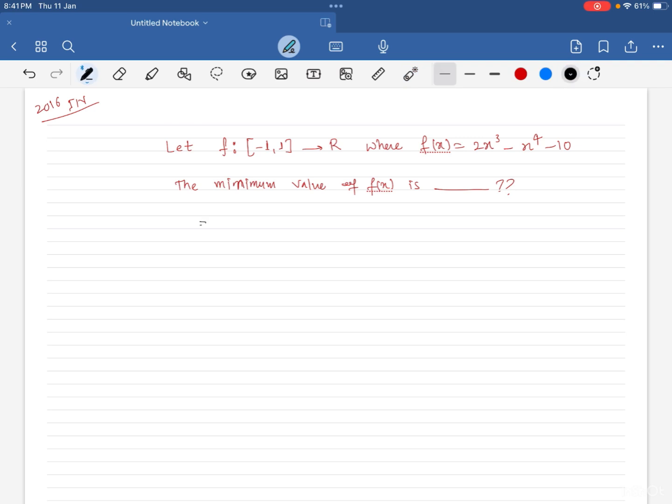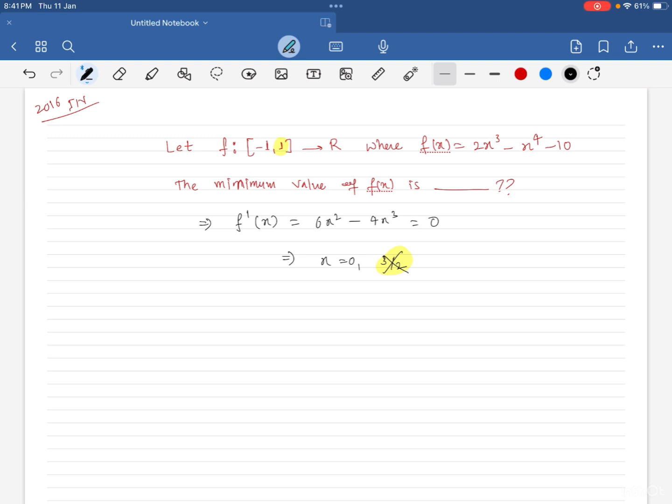So what we can do, we can simply first check the stationary points by taking the first derivative and equating it to 0, right? So from here we will find that the stationary points will be x equal to 0 and x equal to 3 divided by 2, right? And if you see this point 3 divided by 2, that is 1.5, that is out of this domain, right? So we will not consider this, right?